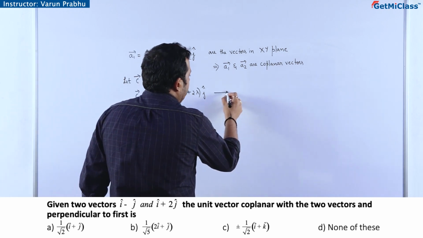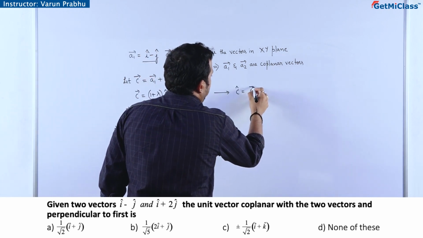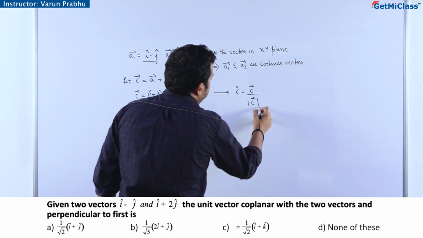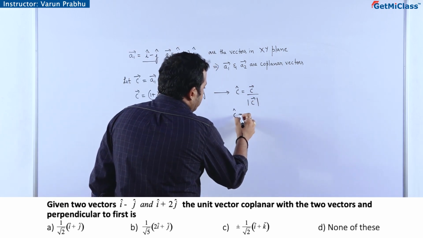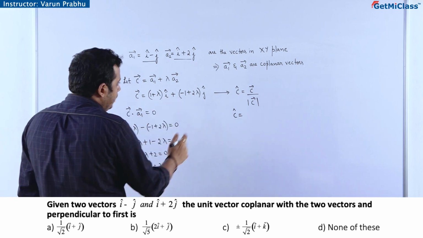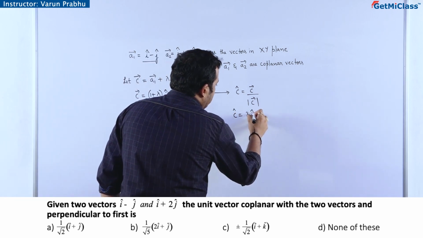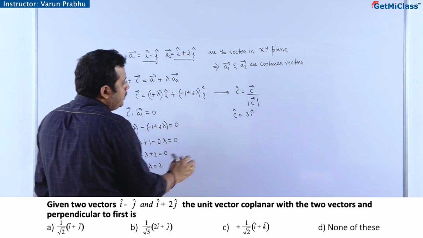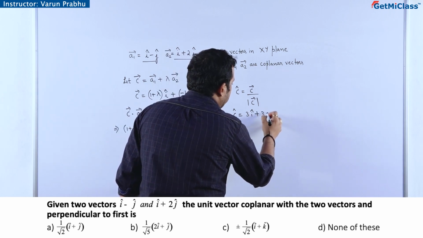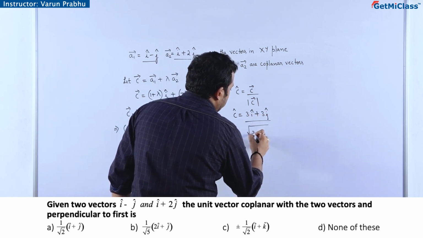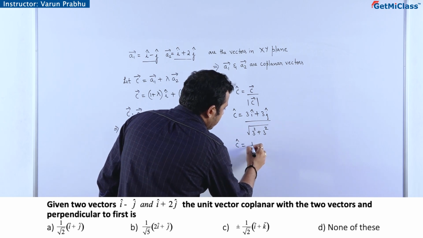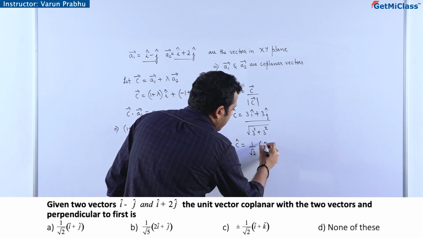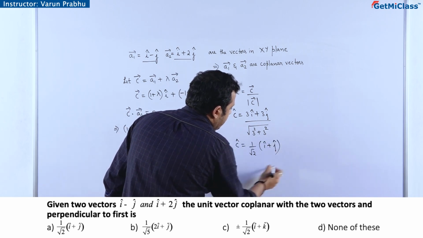Now the question is asking you to calculate the unit vector. So c cap is equal to vector c divided by magnitude of c. Vector c is (1 plus 2) which is 3 i cap, plus (minus 1 plus 4) which is 3 j cap, divided by root over 3 square plus 3 square. So c cap can be written as 1 by root 2 times i cap plus 1 by root 2 times j cap. That is the answer to the question.